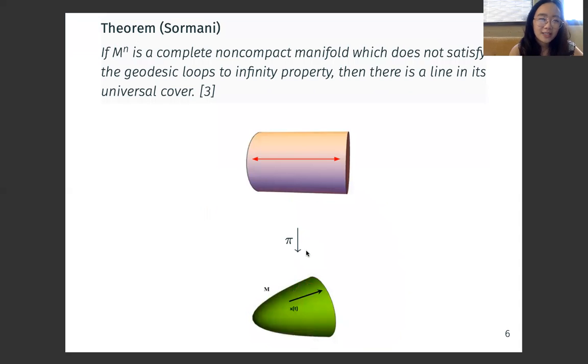Okay, so now we can talk about Sormani's line theorem. It says if M is a complete non-compact manifold which doesn't satisfy the geodesic loops to infinity property, then there is a line in the universal cover. So here in the bottom, we have M, the manifold, and x of t, the ray, and it lifts to this universal cover, which contains a line.